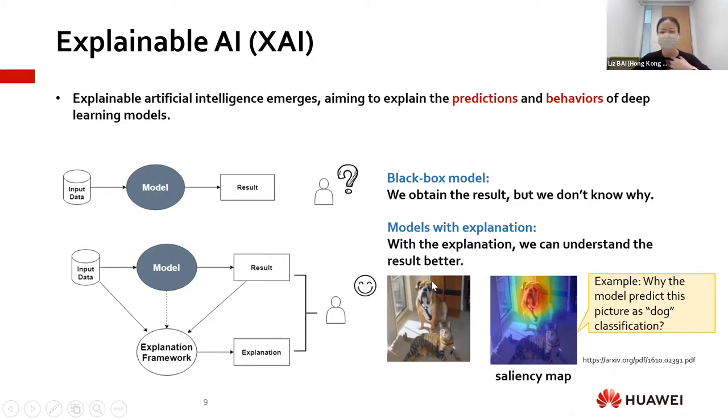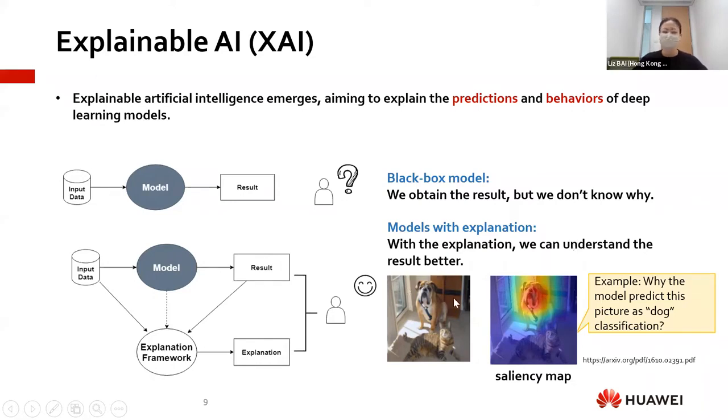But you may be confused about why the model predicts that this image has a dog there, because there is also a cat there, right? So I want to know the explanations. Previously, when we obtained the results, we didn't know why. So XAI is a set of tools and methods to help you understand why our AI and our model performs like that. For example, given an explanation framework, such as XAI algorithms and tools, we can understand the result better.